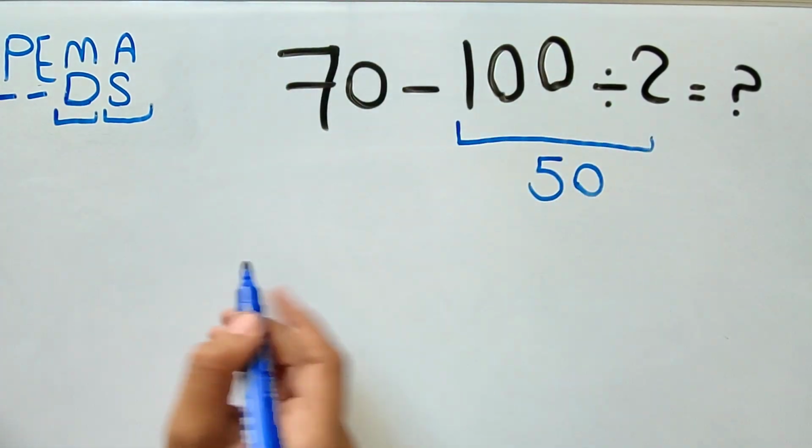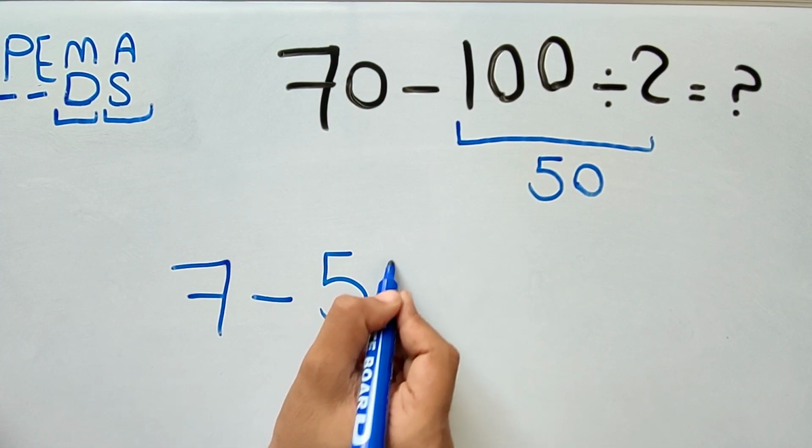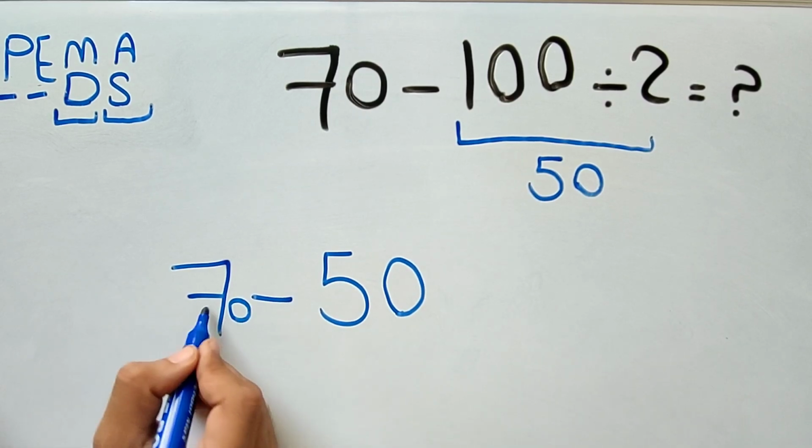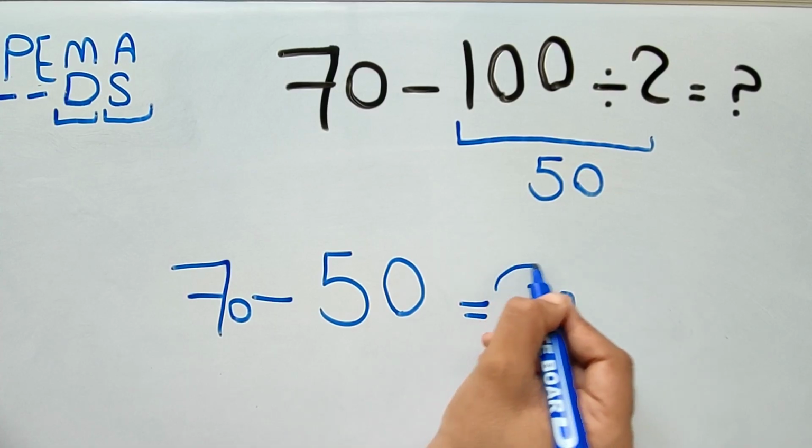Now let's rewrite the expression. 70 minus 50. 70 minus 50 gives us 20. The final answer is 20.